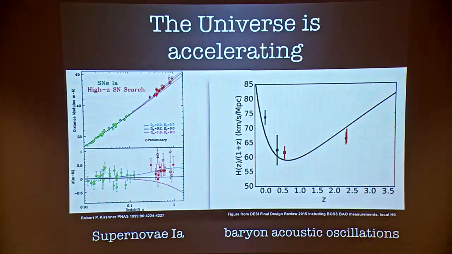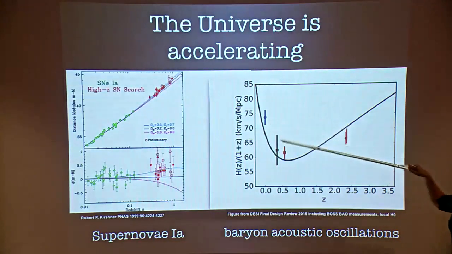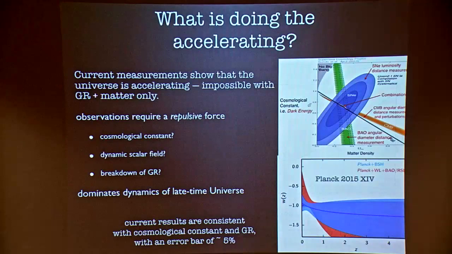You can see it's still not a very precise measurement back in time, but you can already see that the universe was slowing down. If you have a universe that's made only of matter, you have a universe slowing down. And then something strange happened here, that the universe started speeding up. That was when dark energy started to become dominant. Okay? So what is doing this accelerating?